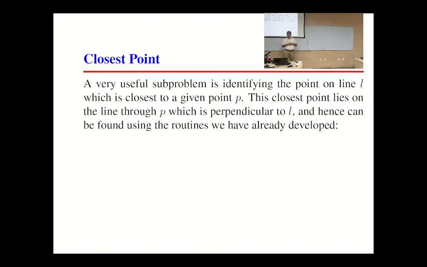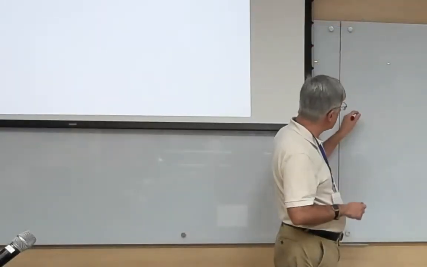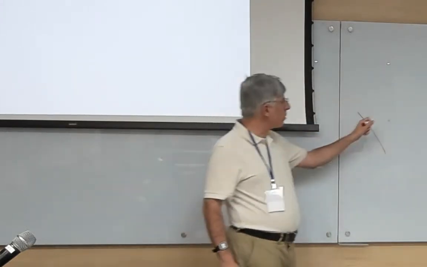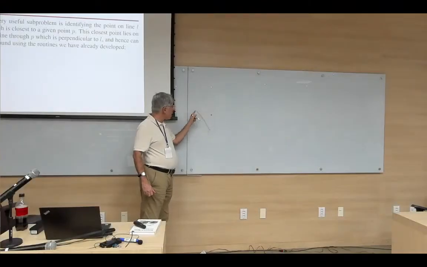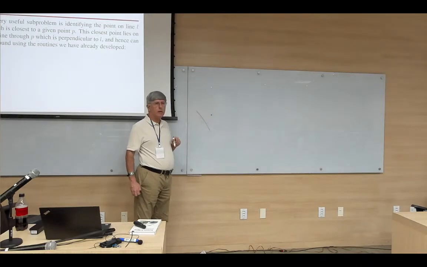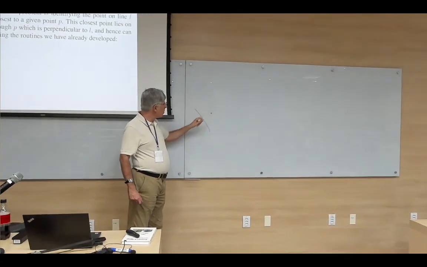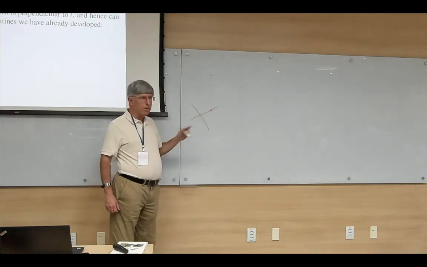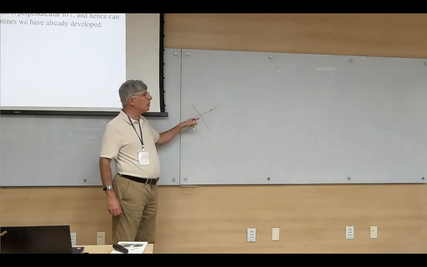How do we find the closest point to a line? This is again simple, but it will be useful if we get to Voronoi diagrams. How do we find which point on a line is closest to a given point? We know that it goes through the perpendicular: we find the perpendicular line that goes through this point. If we have this line over here, we know its slope.